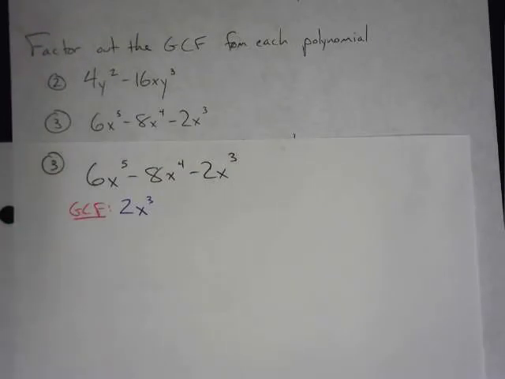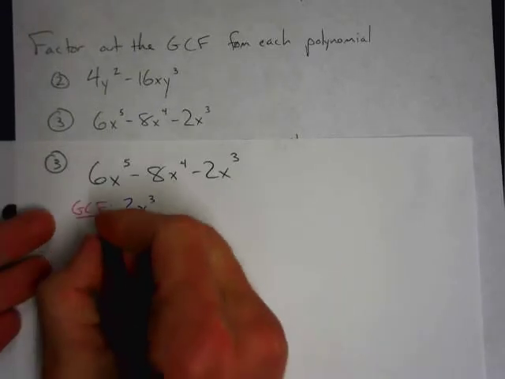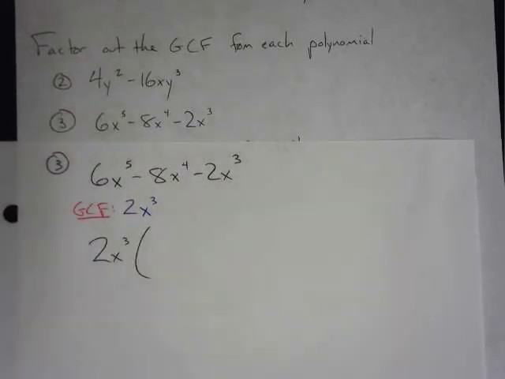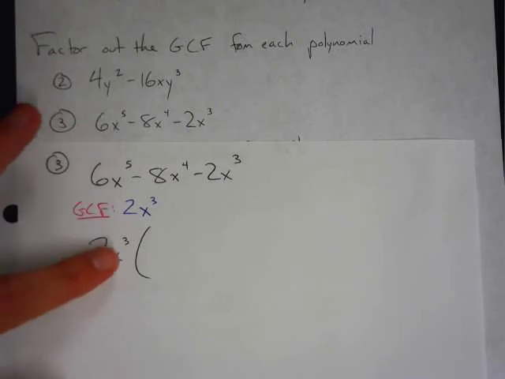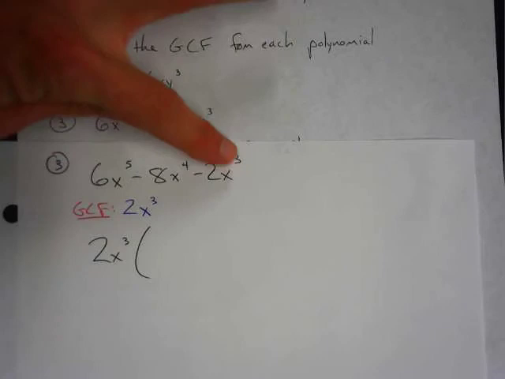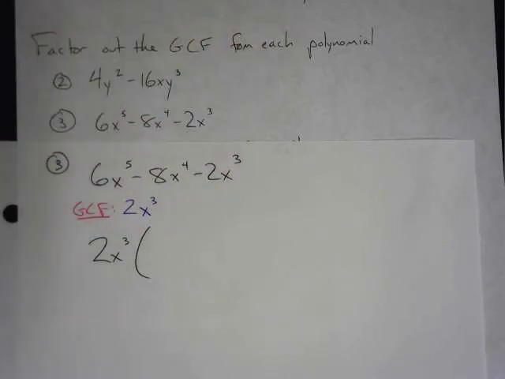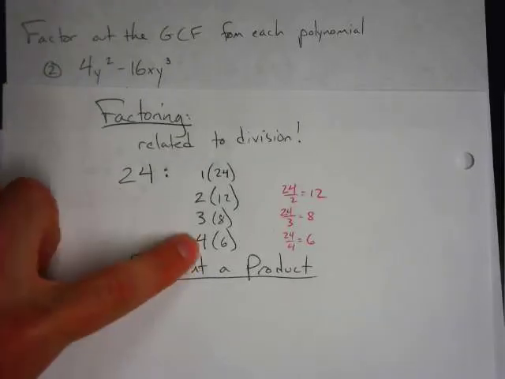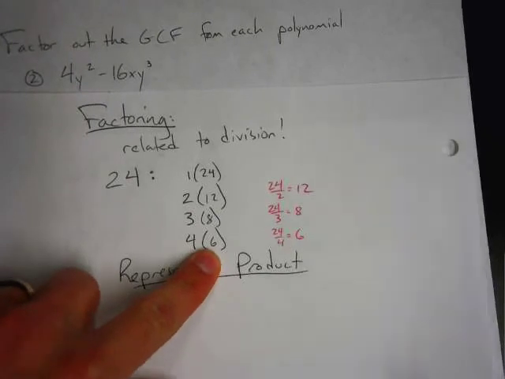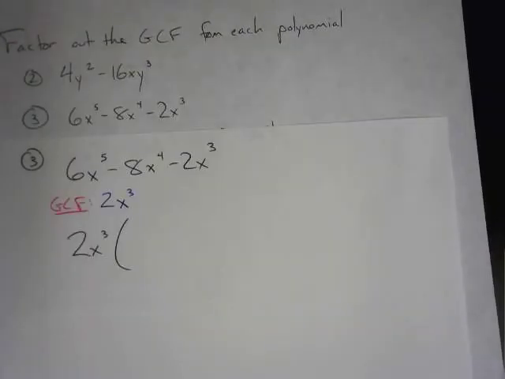And so if we're going to factor out that greatest common factor, we're going to express the whole thing as a product, which means we're going to be multiplying 2x to the third power by something. And what are we going to be multiplying by? The initial term divided by the GCF. Again, remember what we did with that 24, right? How we represent 24 as a product of 4? We divide 24 by 4, and we're left with 6. So we're going to do the same exact thing: divide the initial expression by the GCF.